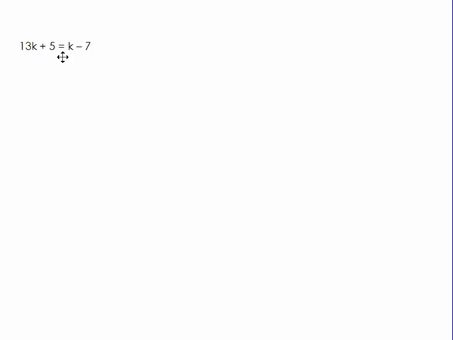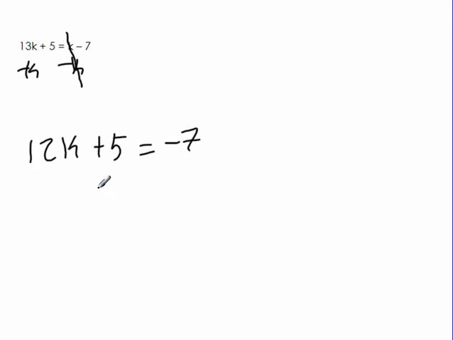So I want to subtract k from both sides to get rid of the k over here. And 13k minus k is 12k. And I'm going to leave this with my plus 5. And I'm left with negative 7 on the right-hand side. Now I want to get my numbers on the other side. So I'm going to take 5 away from both sides.